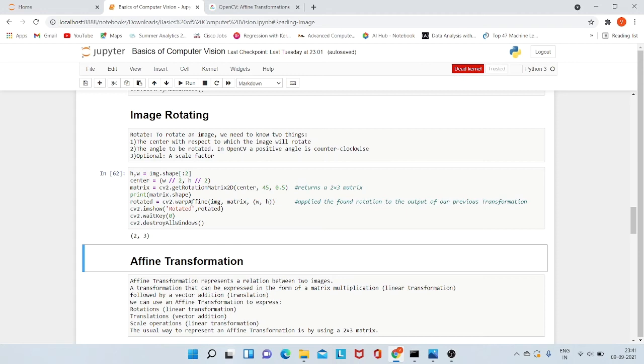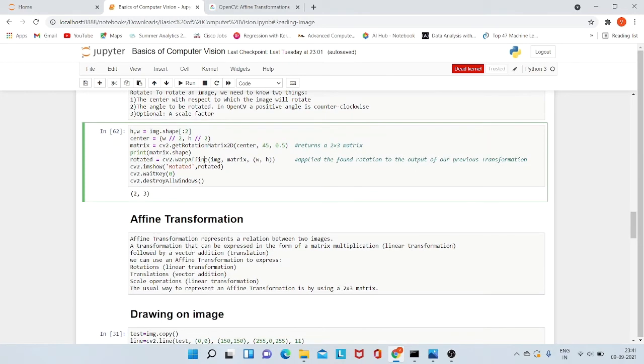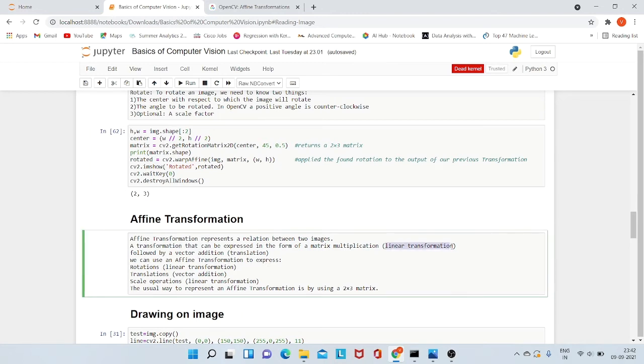And yeah, it says affine, right? So what affine transformation means is, an affine transformation represents a relation between two images. Consider you have two images, so the relation between them is defined by the affine transformation. Basically the transformation can be expressed in the form of matrix multiplication, which you could consider as a linear transformation, followed by a vector addition, which you can consider as a translation. If you are really good at vectors, then you should know these terms, right? Linear transformation, translation and all.